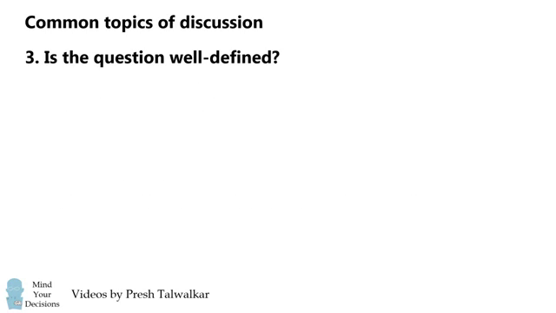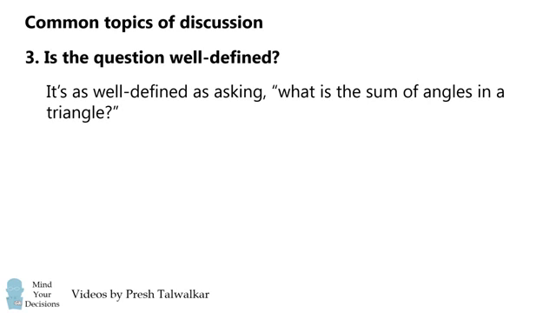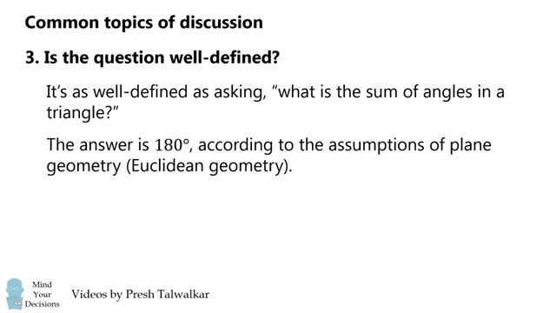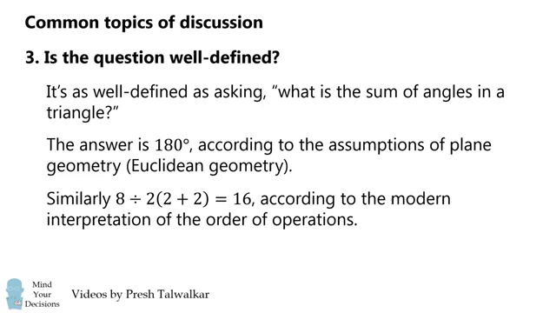Is the question even well defined? It's as well defined as asking what is the sum of angles in a triangle. Almost everyone is going to answer 180 degrees, but that's only according to the assumptions of plane geometry or Euclidean geometry. Similarly, 8 divided by 2(2+2) is equal to 16 according to the modern interpretation of the order of operations. Just as there are non-Euclidean geometries, there can be non-modern ways or other ways of interpreting this, but the modern interpretation is 16.